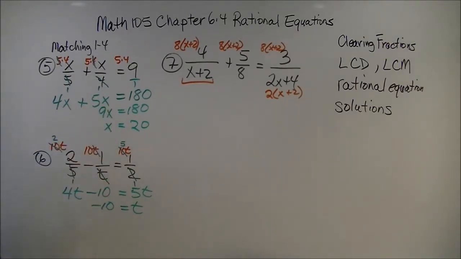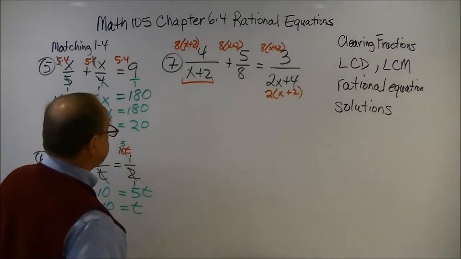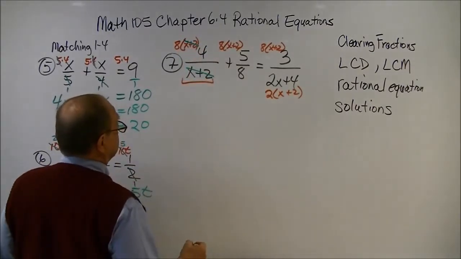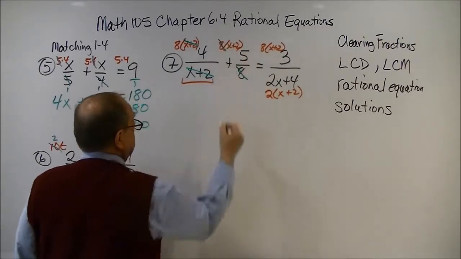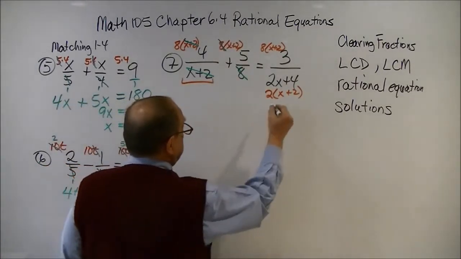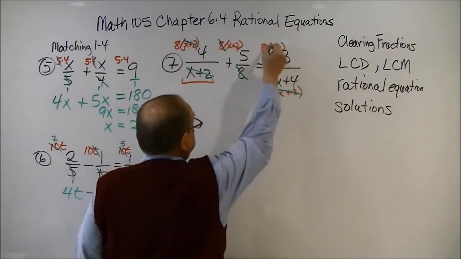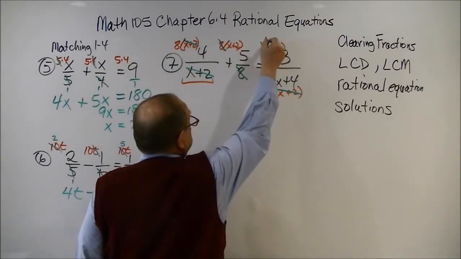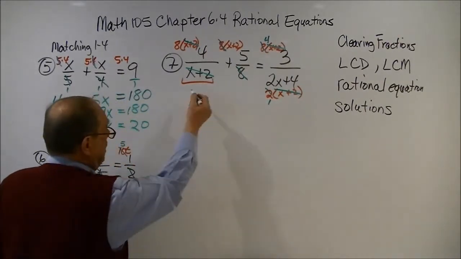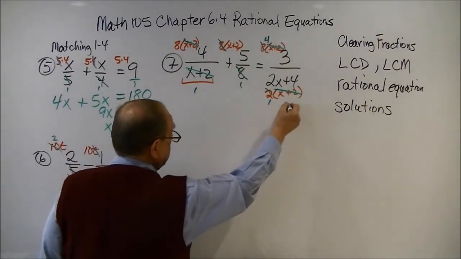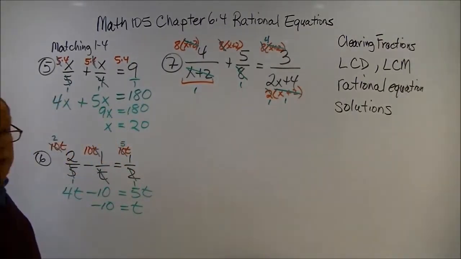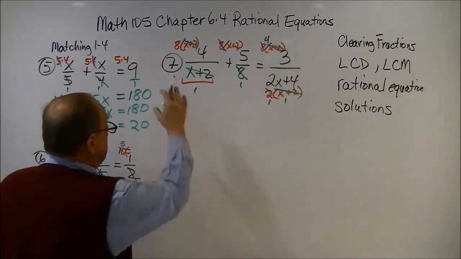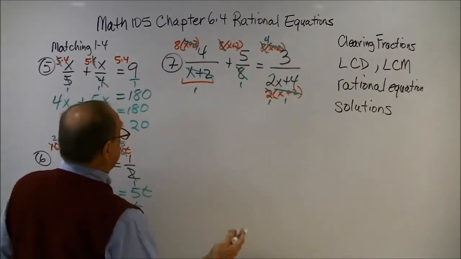Now let's get to number 7. That's more the challenge here. Well, we're going to cancel now this with this. The 8 cancels there. And here we're going to cancel this with this. The 2 goes into there once, and here we're left with a 4. Now notice all of our denominators now are 1. So we've gotten rid of all the fractions. We're clearing fractions. And now we have to write our equivalent equation without fractions.